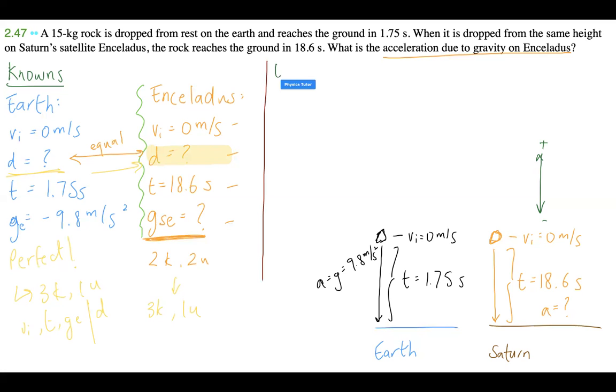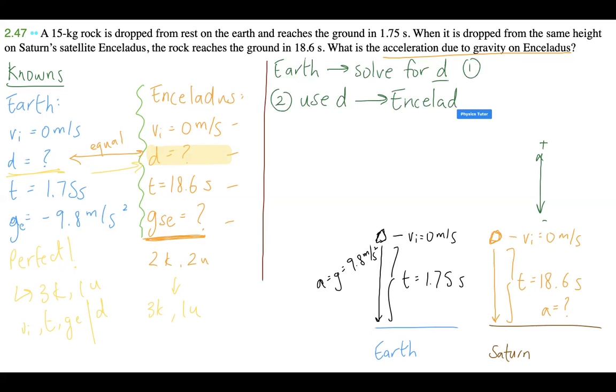So Earth, I'm just going to write down what we're doing. Solve for D, that's step 1. And then step 2, use D for Enceladus to get GSE. And this is what we want. Okay, cool. So let's do that.